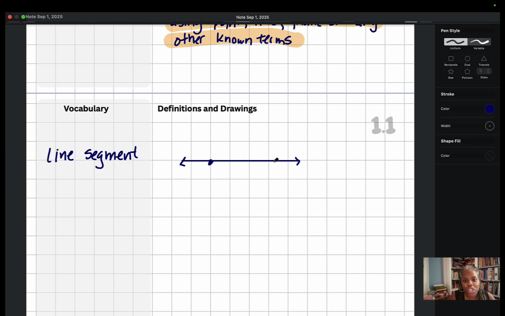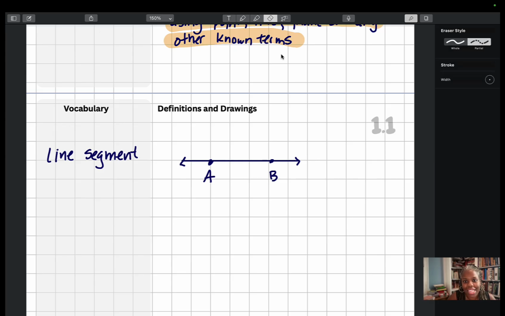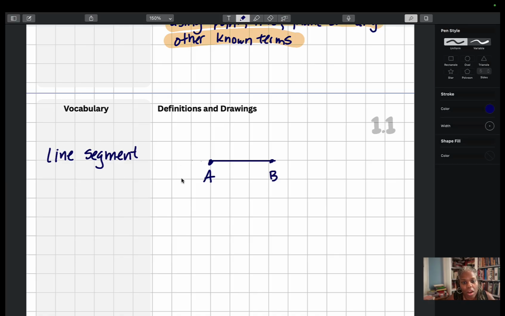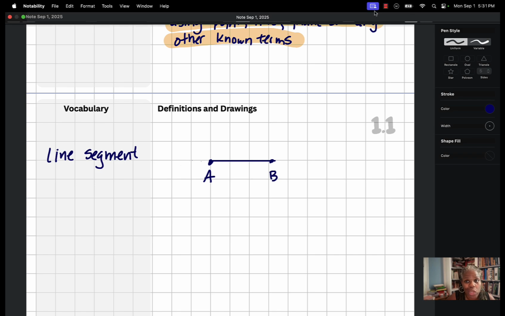What if I were talking about this part of the line from A to B? Just this little part right there. If I'm talking about that little part of the line, guess what that would be? A line segment. A line segment is a part of a line. It has a starting and a stop point. So in this case, this line segment would be called AB. I could call this line segment AB, or I can call this line segment BA. Either way, I'm talking about the same thing.